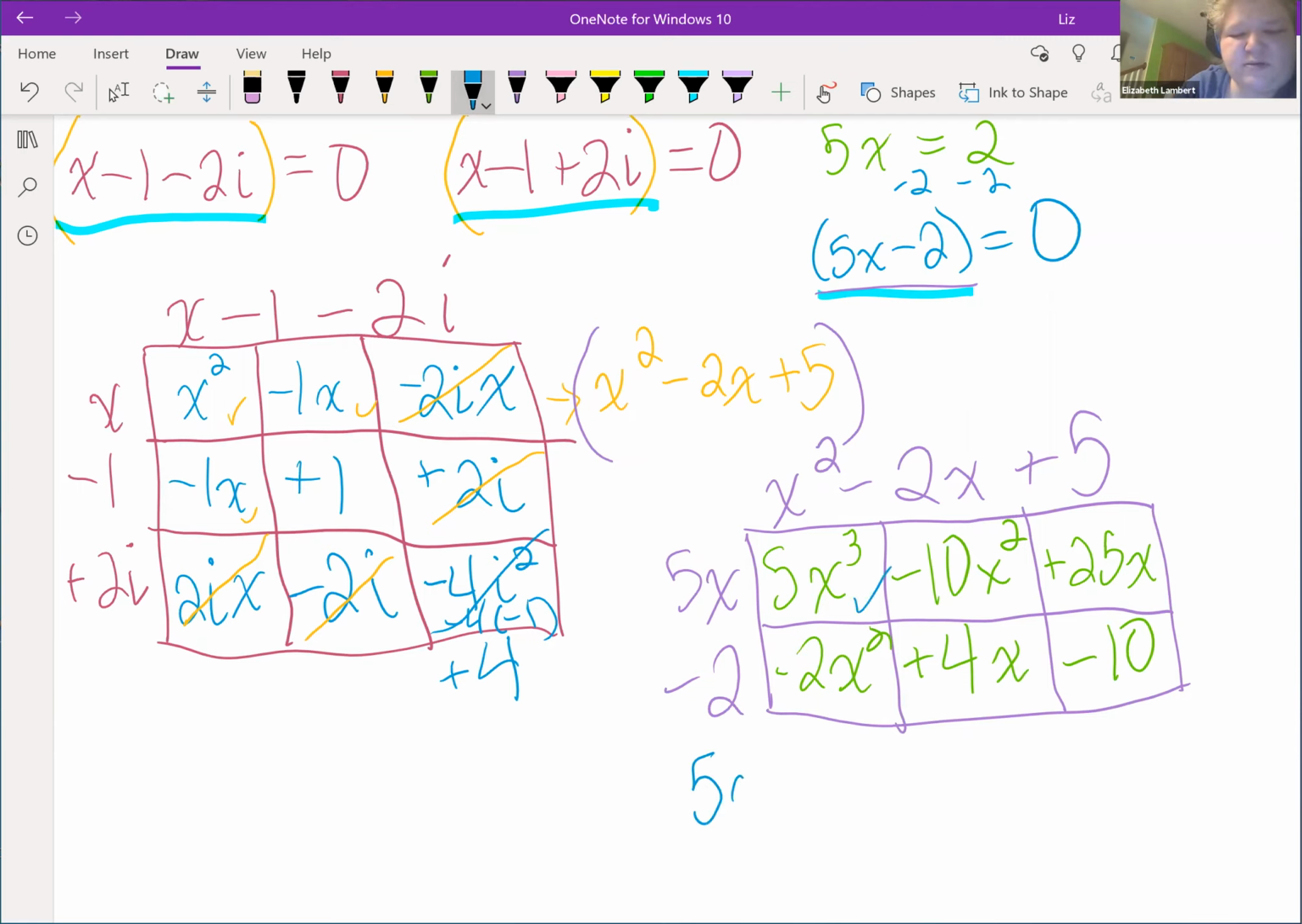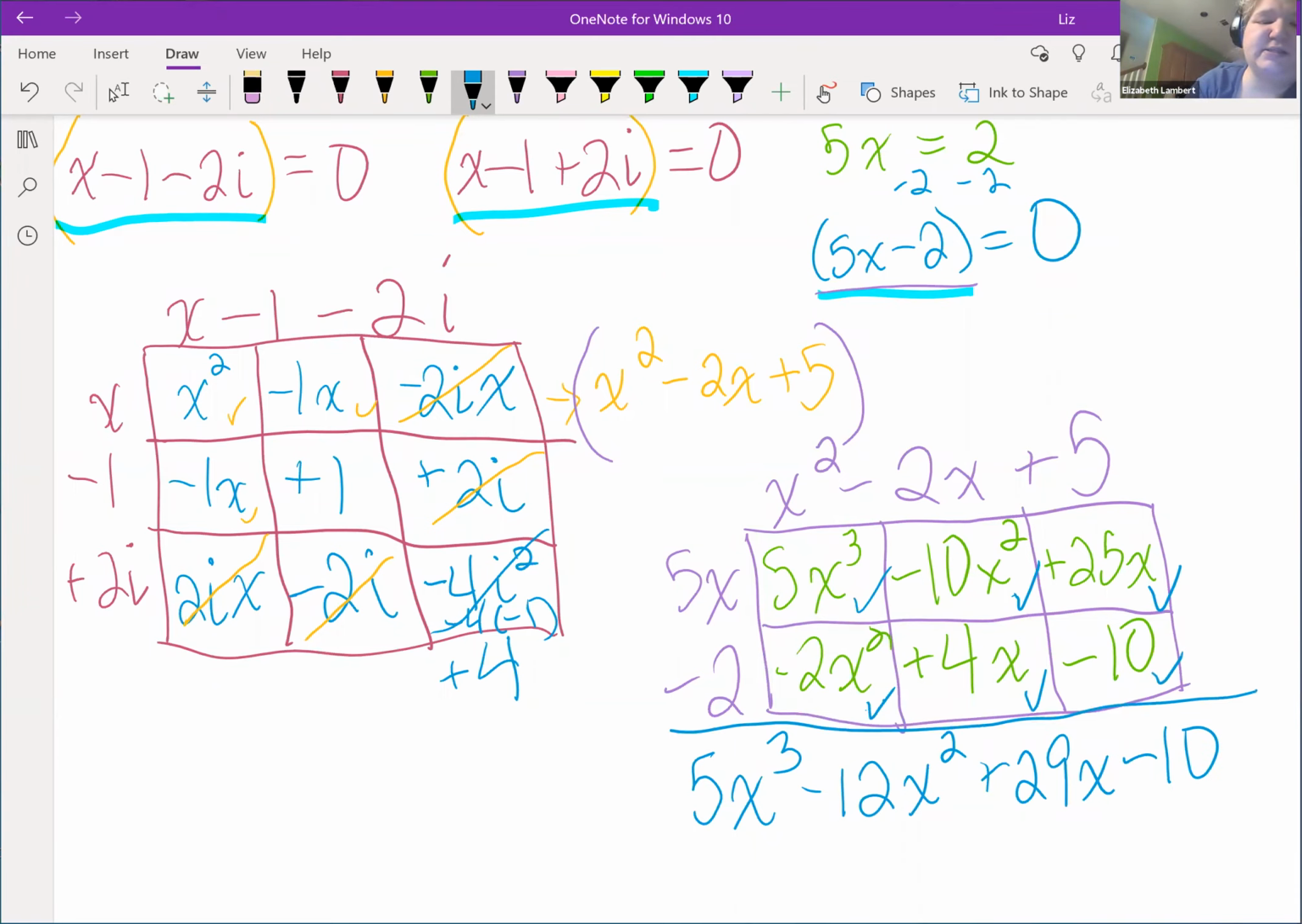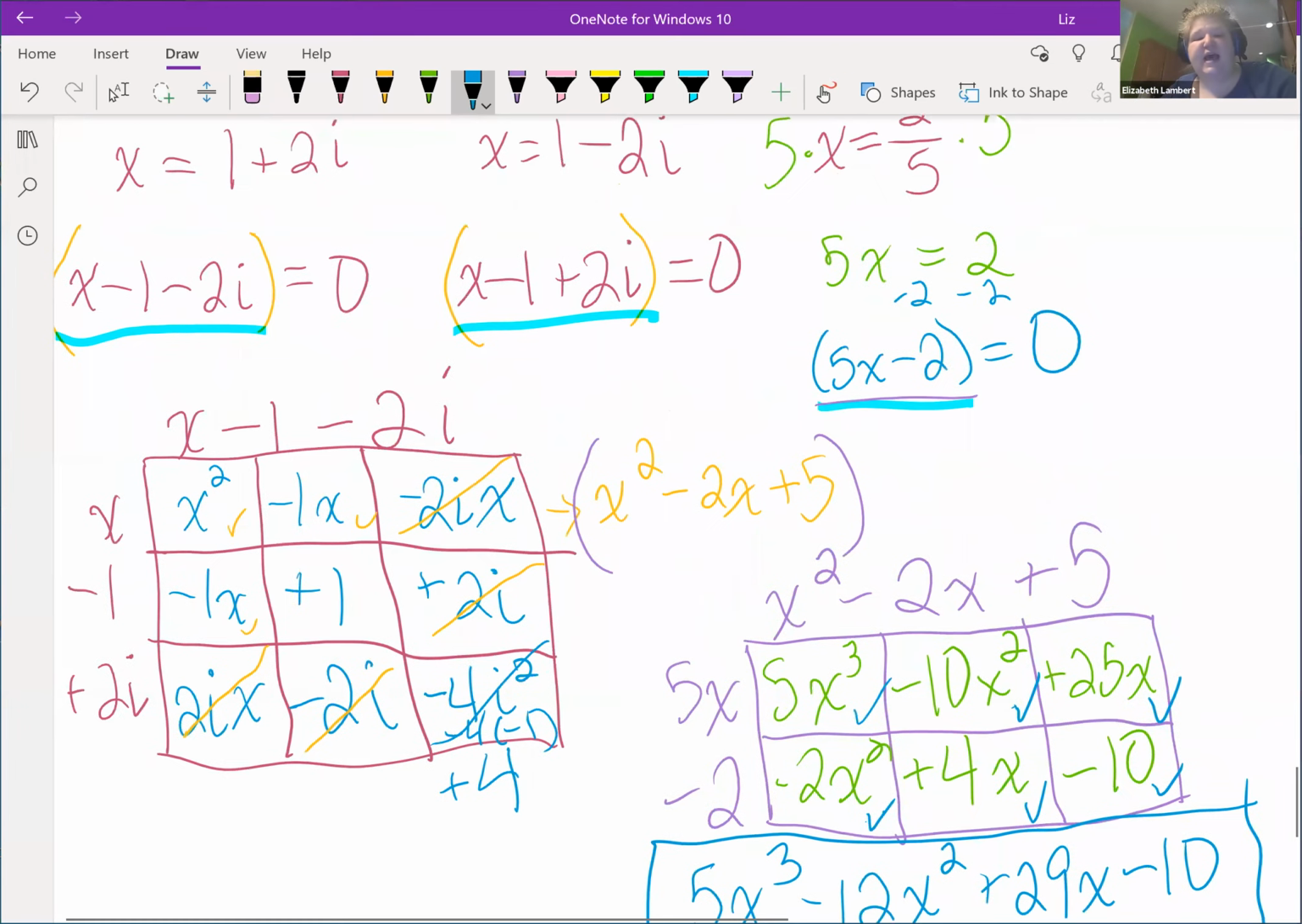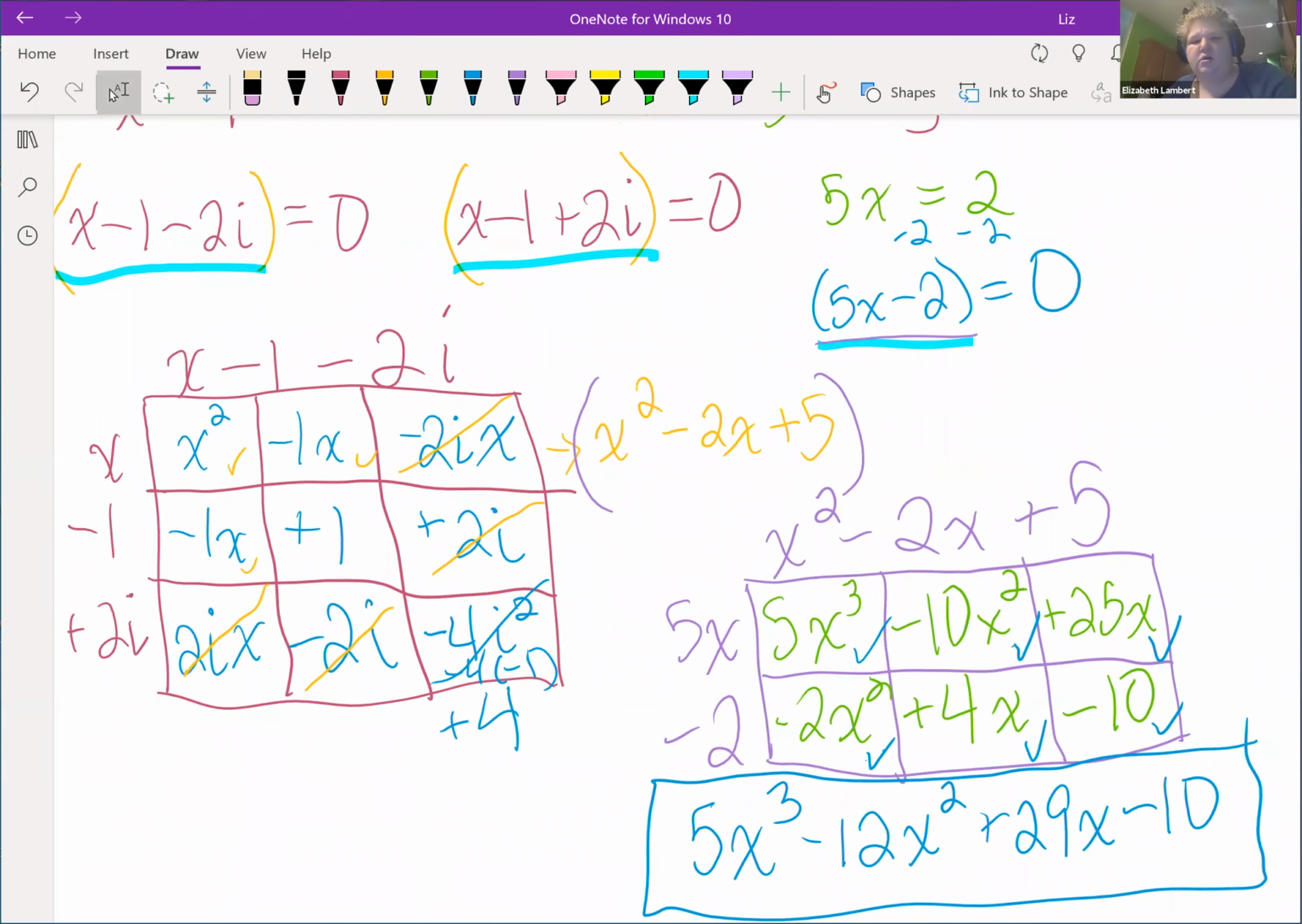5x cubed minus 10x squared minus 2x squared is minus 12x squared. 25x plus 4x is a whopping 29x. And then we just have our minus 10. So there it is. 5, negative 12, 29, and negative 10 are all integers. And if I graphed that, I could see it going through between 0 and 1 at 2/5, 0.4.